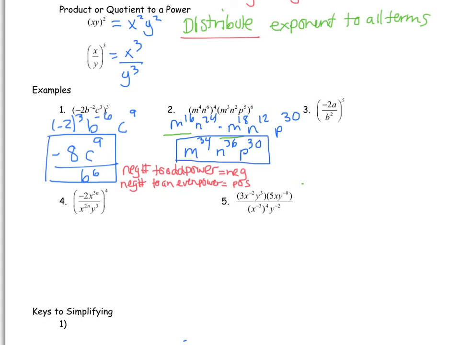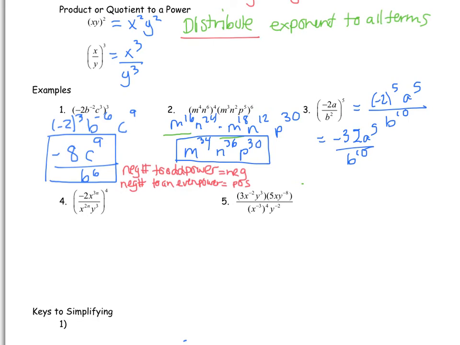Alright, for number 3, again I want to start by distributing that exponent to everything in the parentheses. So I'm looking at -2 to the 5th, a to the 5th, over b to the 10th. Don't forget to distribute the exponent to the bottom as well. -2 to the 5th is -32. a to the 5th over b to the 10th. Nothing else for me to do with that.